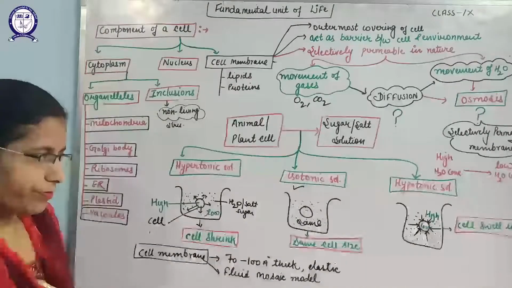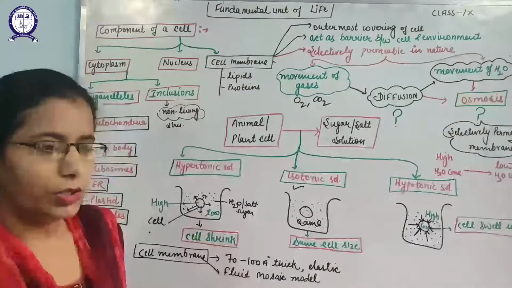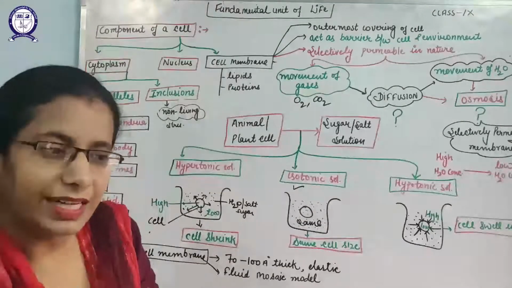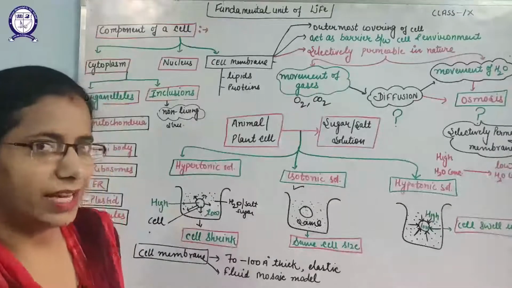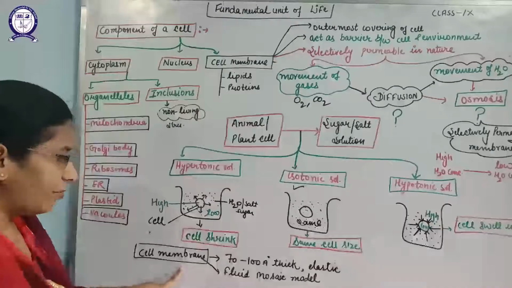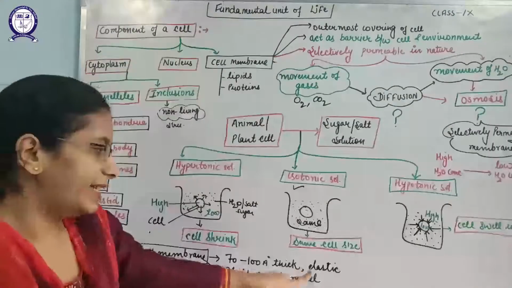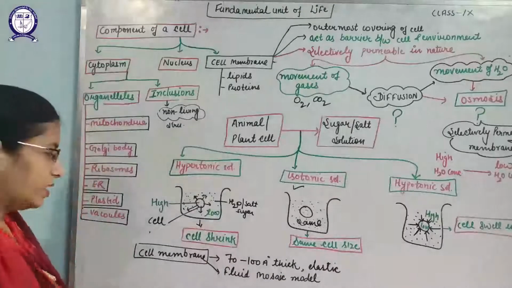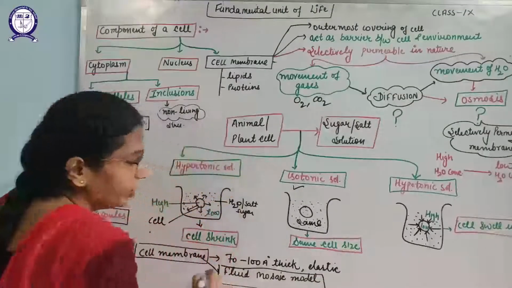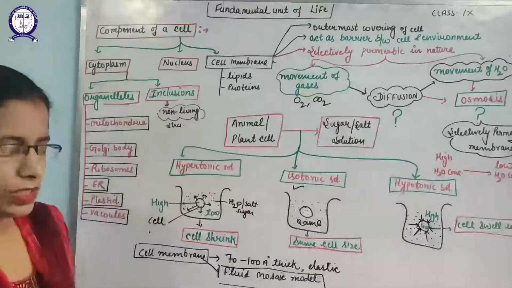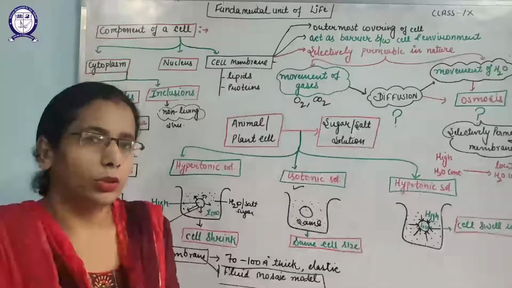So we can say the cell membrane is the main thing that will decide or select what will pass inside and outside of the cell. The cell membrane is mainly 70 to 100 angstrom thick. It is elastic in nature, and the structure of the cell membrane is explained by the fluid mosaic model that was given by two scientists, Singer and Nicolson.